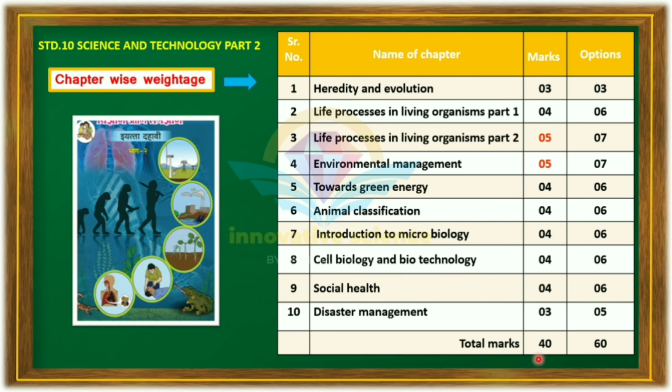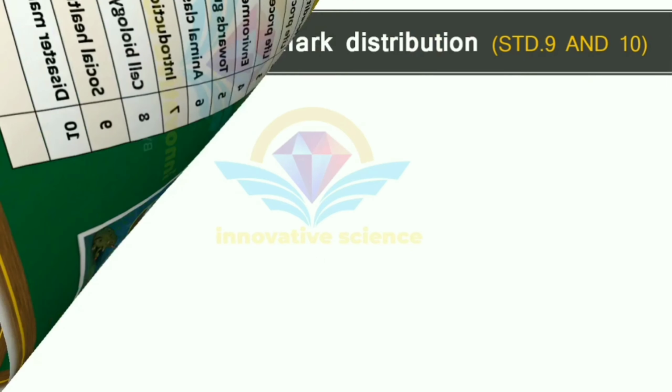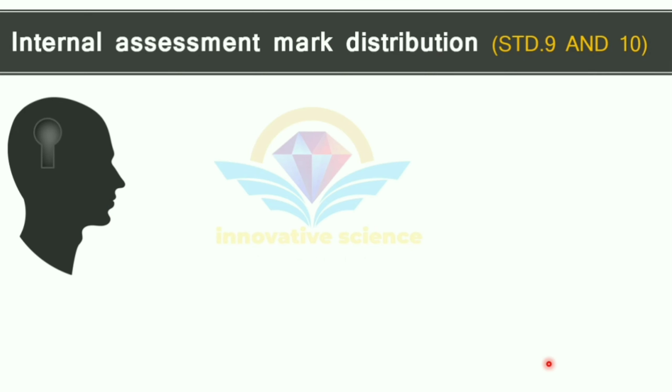You can get from this that in the written paper you give 40 marks from the second part and 40 marks from the first part. The remaining 20 marks are for the practical exam. This practical exam is included in internal exams. That internal exam is for class 9th and 10th also. Therefore, let us see the internal assessment mark distribution for class 9th and 10th.